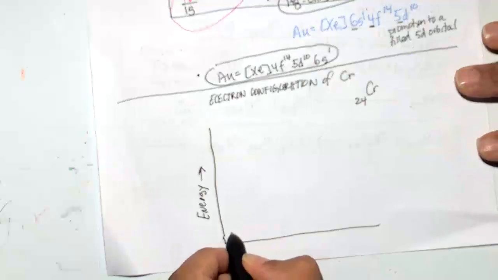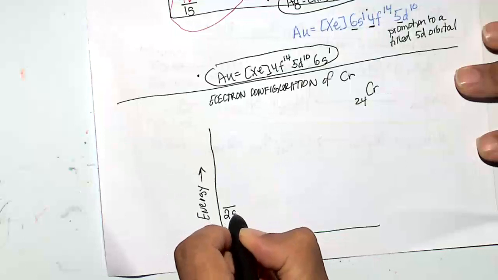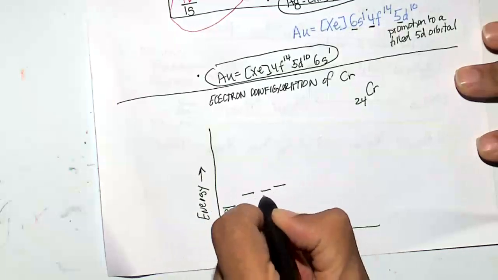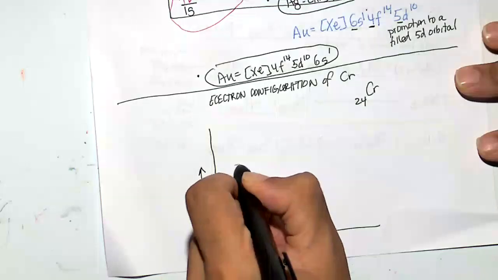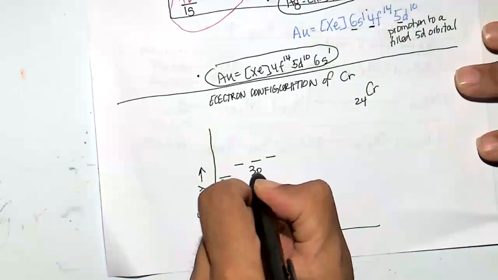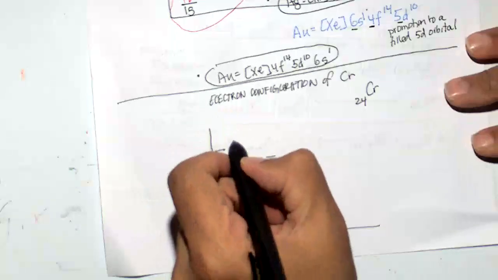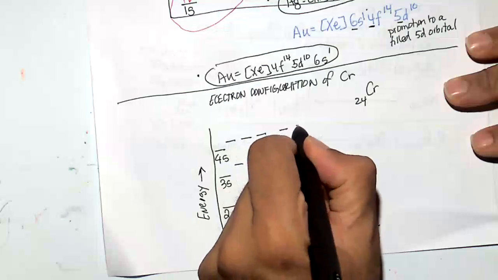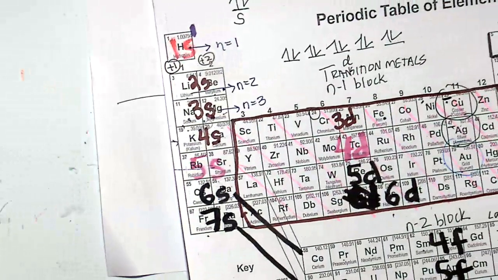Okay, so what's the first orbital? 1s. Then it will fill 2s. After 2s, after 2p, after 3s, after 3p, 4s, after 4s, 3d.